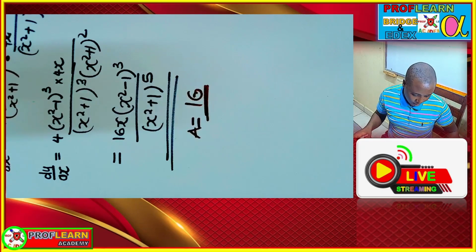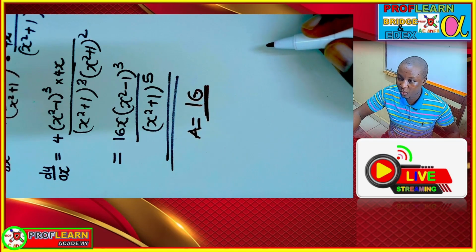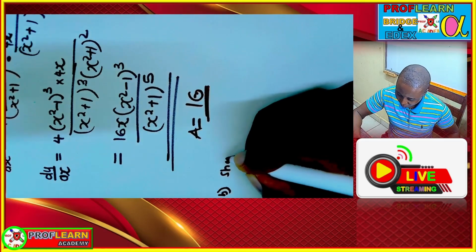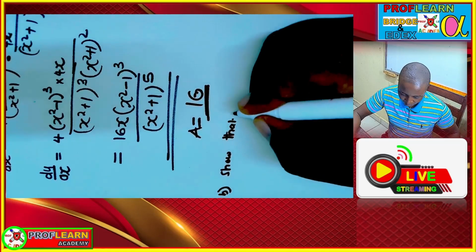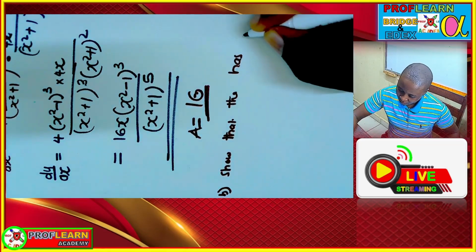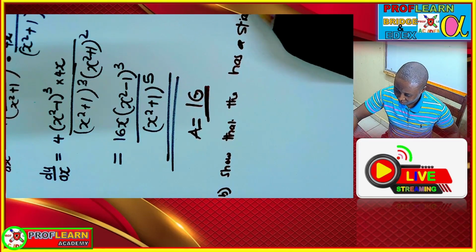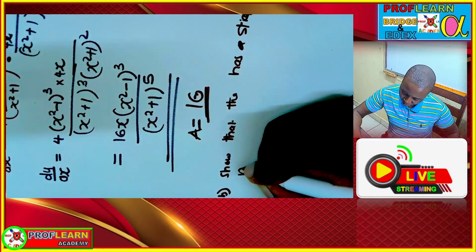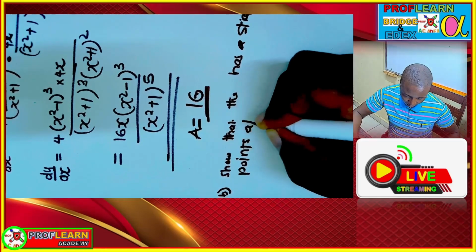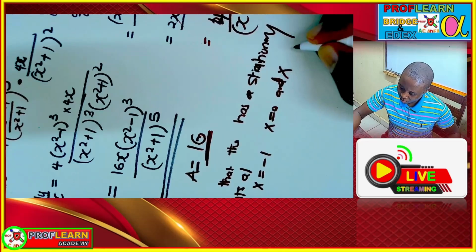Now once you have worked that out, that's part B. Show that the curve has a stationary point, or stationary points, at x equals -1, x equals 0, and x equals 1.